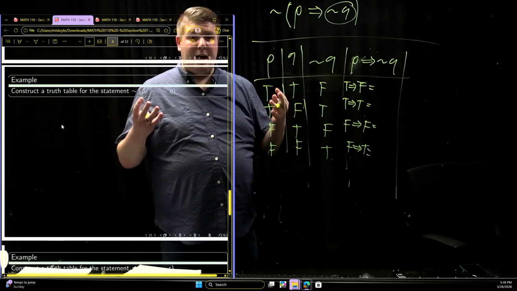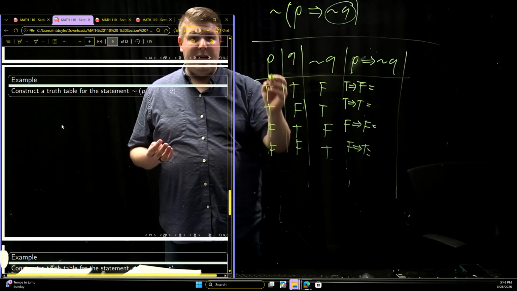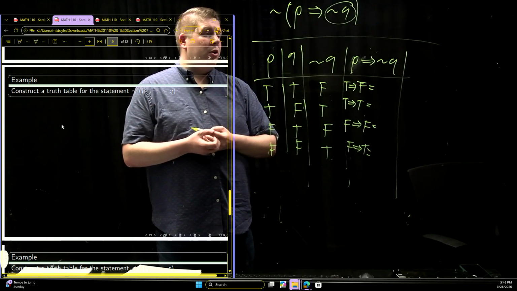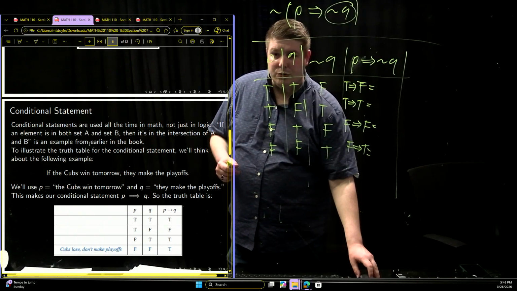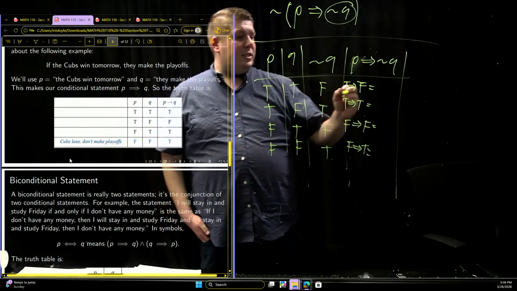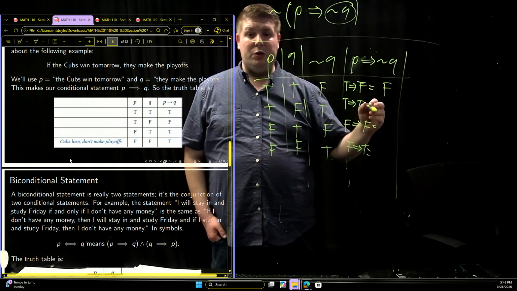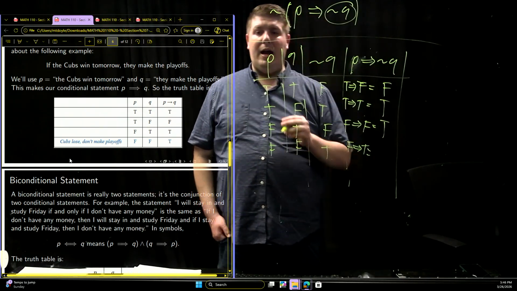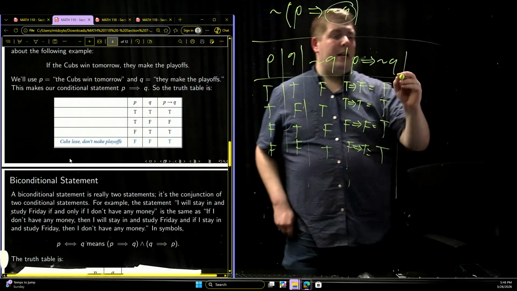So what does that give me? Remember, P was first here, so I got all those first ones from this P column, and I got all those second ones from the not Q column. So, true implies false. Well, look at the truth tables for conditional statements. True implies false is false. True implies true is true. False implies false is true. And false implies true is true. Good.